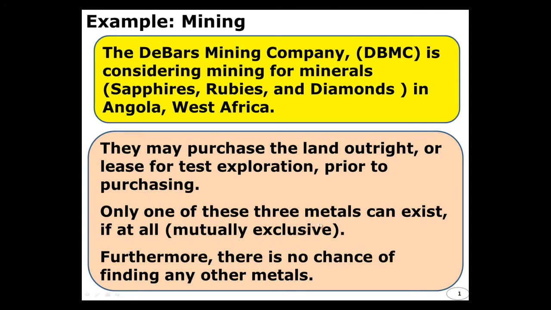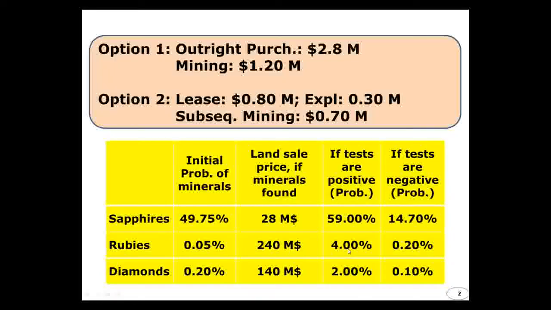The existence of the three metals are mutually exclusive. That means only one metal can exist, if they exist at all. And there are no chances of finding other metals. And here we have the two options and the associated costs.